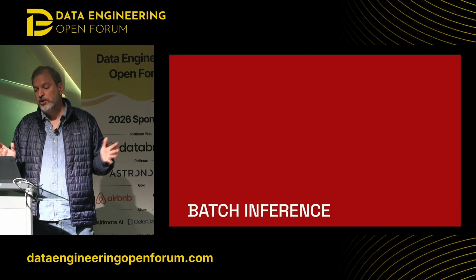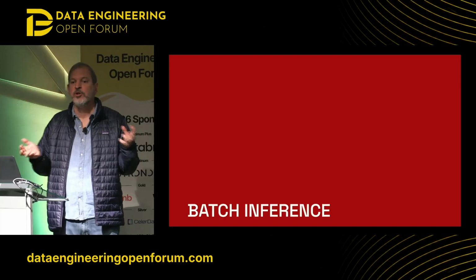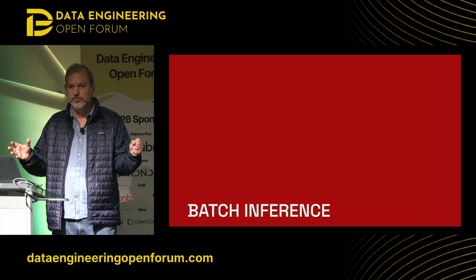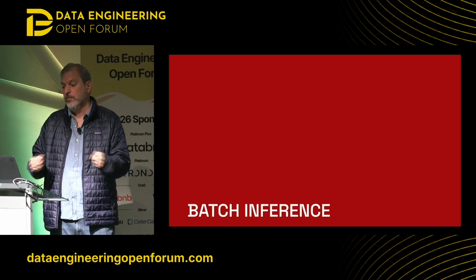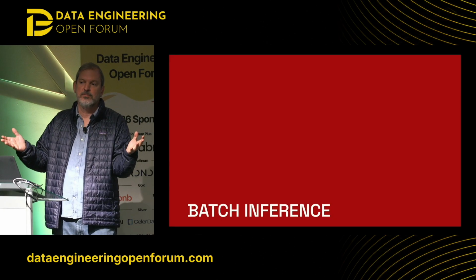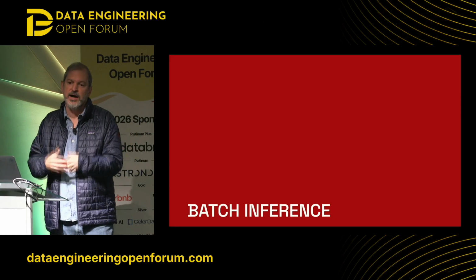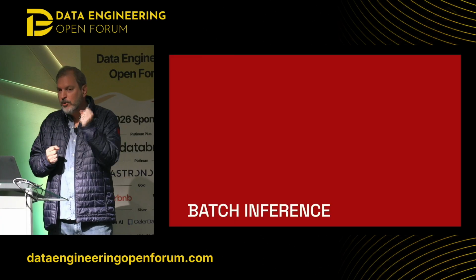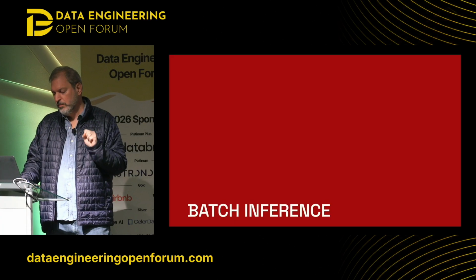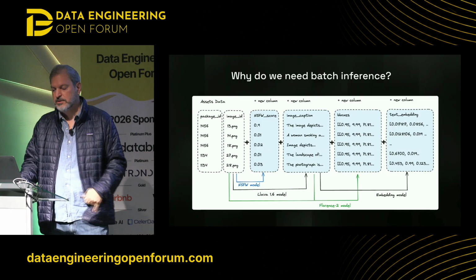Okay, so we went through models. Now we have models, and we know that if we pass the model some of the multimodal data, we can get some data that we can then filter by or group by or do things. But how do we operate on these models? So we need to talk about batch inference.